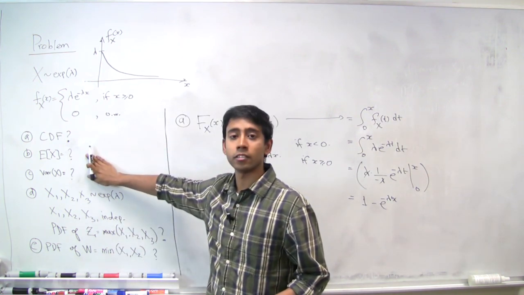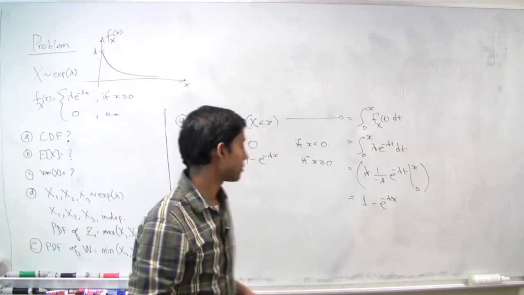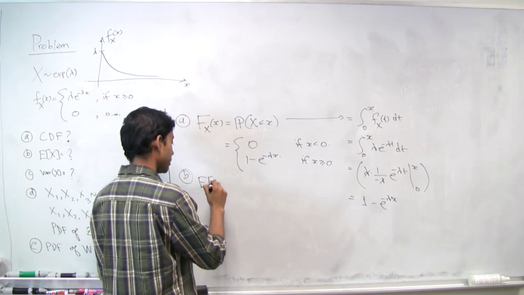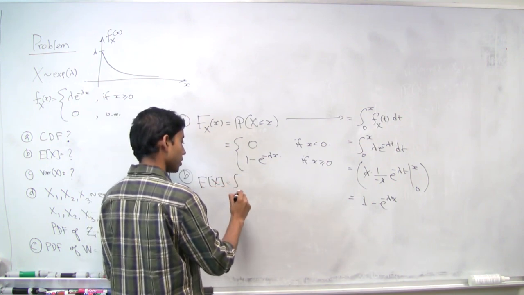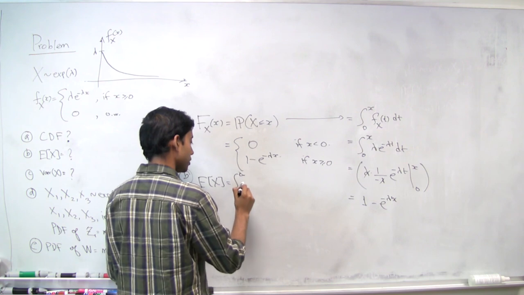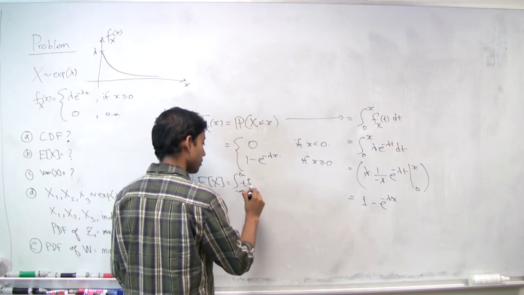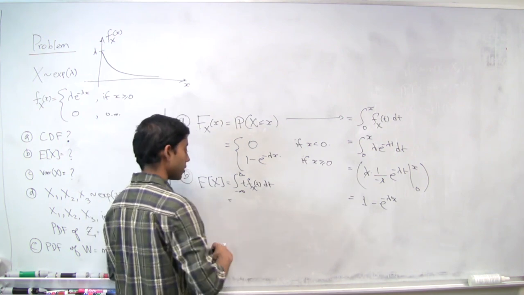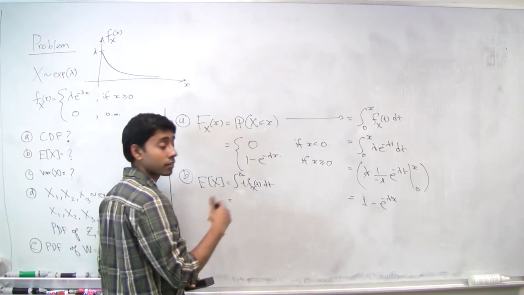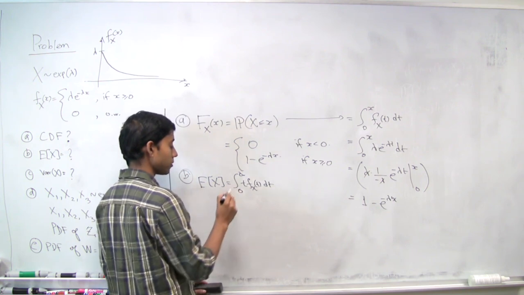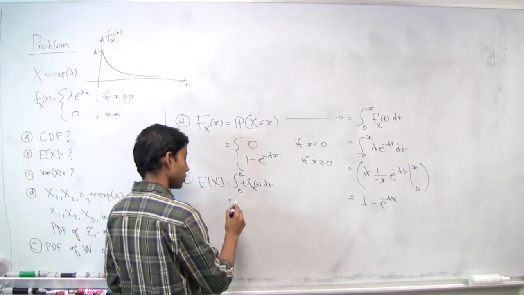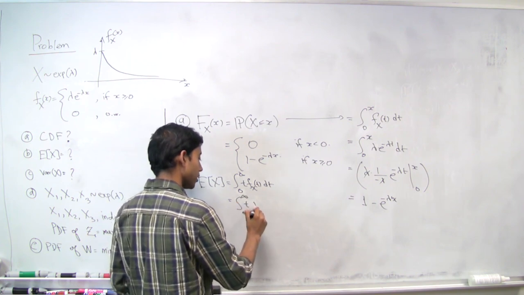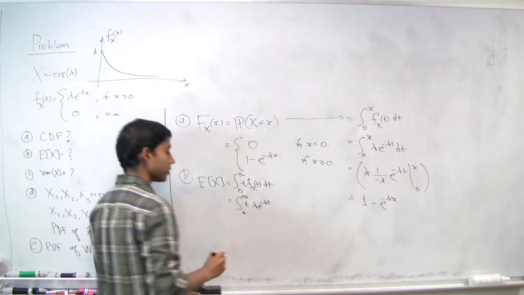Now for the expectation. We use the standard formula, the integral from minus infinity to infinity of t times f_X(t) dt. Again, f_X(t) is going to be 0 for a negative value, so we do the integral from 0. We get the integral from 0 to infinity of t lambda e to the minus lambda t dt.